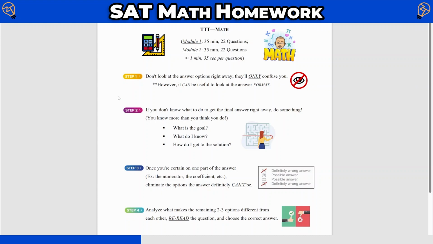So we always say don't look at the answer options right away, they'll only confuse you, but it could be useful to look at the answer format. And when we looked at the answer format, we knew we were trying to graph them. So we did something, and that something was we determined the x-intercept. So once we were certain on that part of the answer, the x-intercept, we eliminated the answer options that had a different x-intercept. Now let's analyze what makes these remaining two options different from each other.